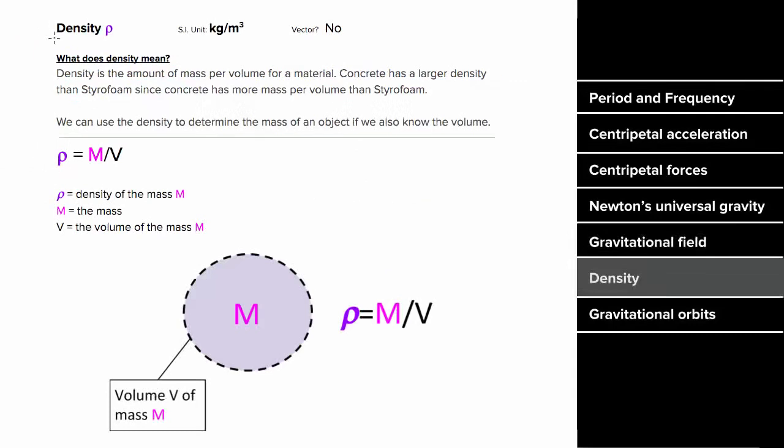Sometimes when you're solving gravitational problems, you'll be given the density instead of the mass. The density is the amount of mass per volume for a given material. The symbol for density is the Greek letter rho, and you can find it by taking the mass divided by the volume. So the units of density are kilograms per meter cubed. And it's not a vector since it has no direction, but it does let you solve for mass. If you know the density, you could say that the mass is the density times the volume. So what does an example problem involving density look like?